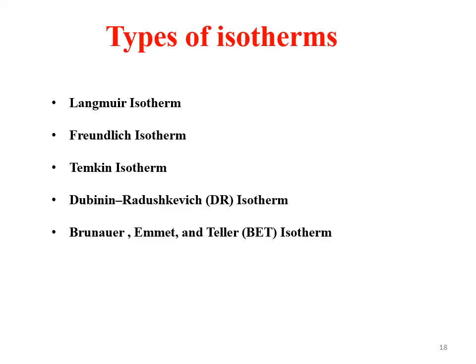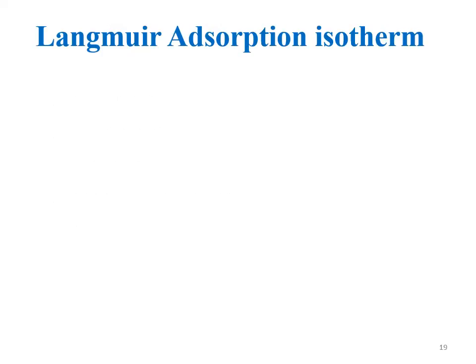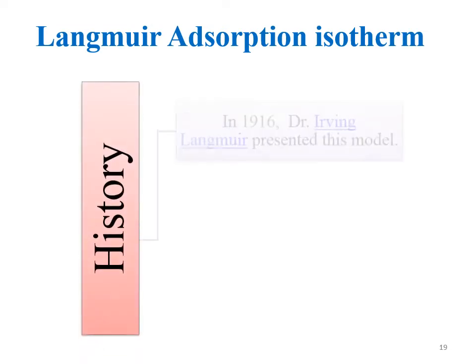Types of adsorption isotherms. There are various types of adsorption isotherms. A few of them are Langmuir adsorption isotherm, Freundlich adsorption isotherm, Temkin adsorption isotherm, DR adsorption isotherm, and BET adsorption isotherm. We have to discuss only two adsorption isotherms because only the details of two isotherms are included in our syllabus. The first one is Langmuir adsorption isotherm.